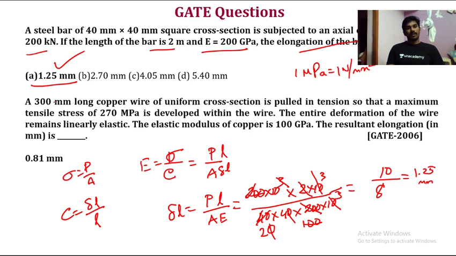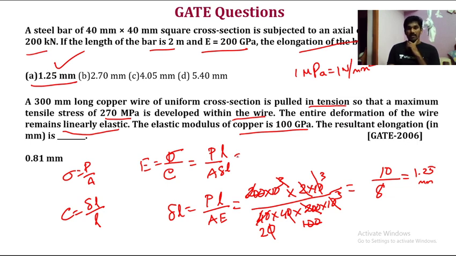Coming to the next question, a 300 mm long copper wire of uniform cross section is pulled in tension so that the maximum tensile stress of 270 megapascal is developed within the wire. The entire deformation of the wire remains linearly elastic. The elastic modulus of copper is 100 gigapascal. So what is the resultant elongation?